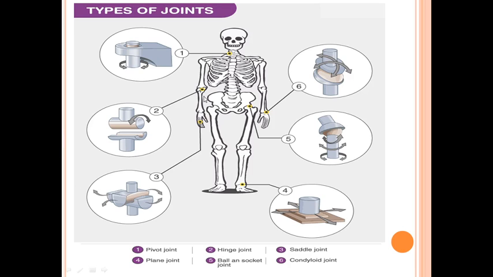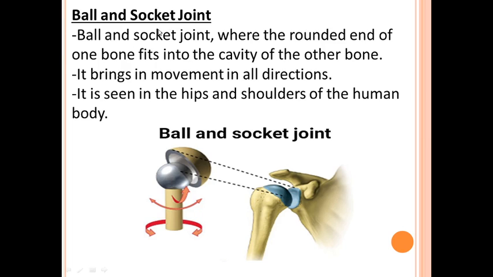Here are different types of joints, but we are going to learn only ball and socket, hinge and pivotal joint. Three to four joints we are going to learn. You can see here at the neck, the elbows, the fingers, the toes, and the hip bones. These bones are joined together, and those are joints. So first we will start with the ball and socket joint.